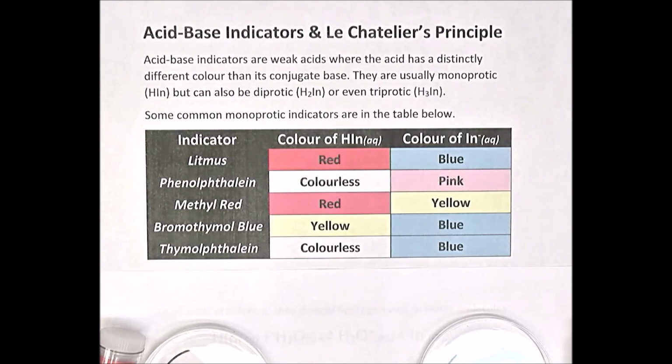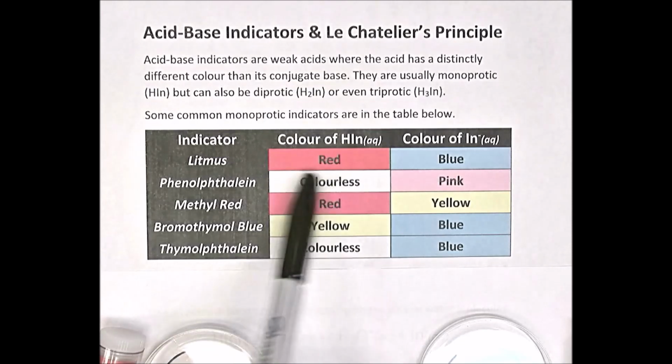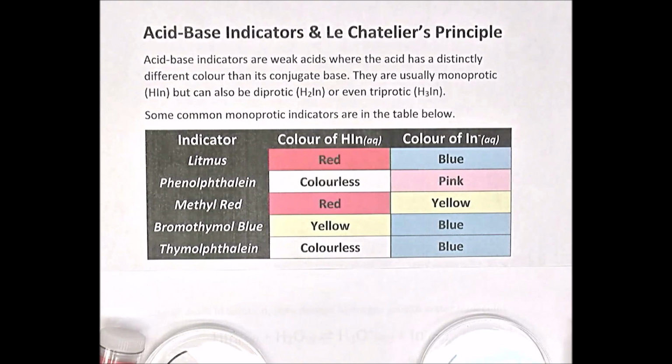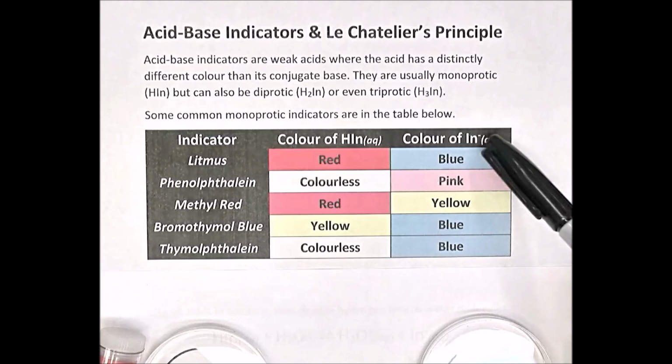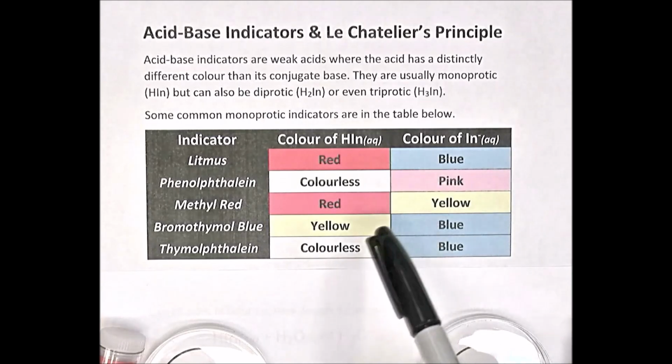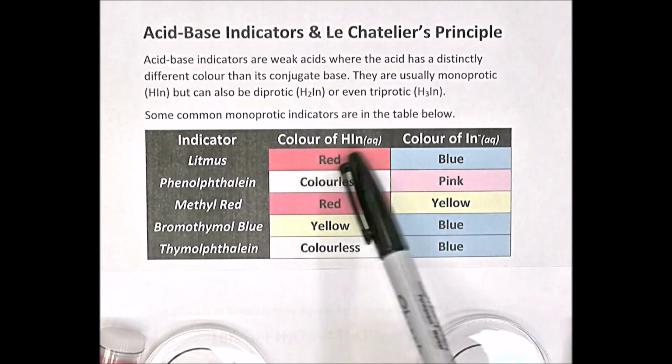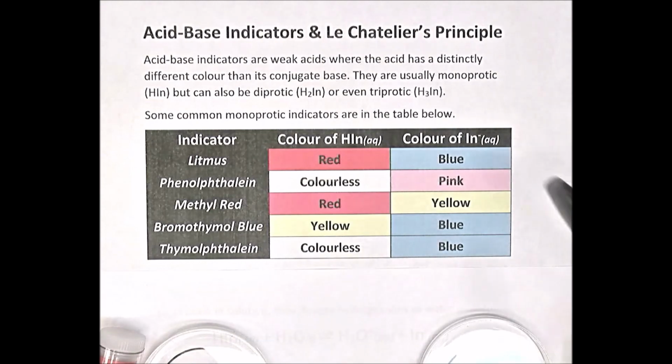They know that if you put litmus paper that is blue into an acid, it turns red. If you take litmus paper that starts off red and dip it in a base, it turns blue. So the acid version of litmus is red, while the conjugate base version of litmus is blue. We're going to represent the indicator as HIN, so its conjugate base would be IN-.